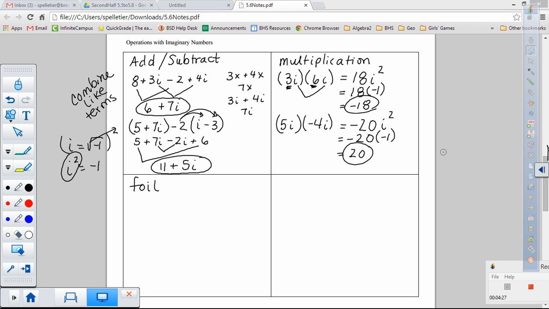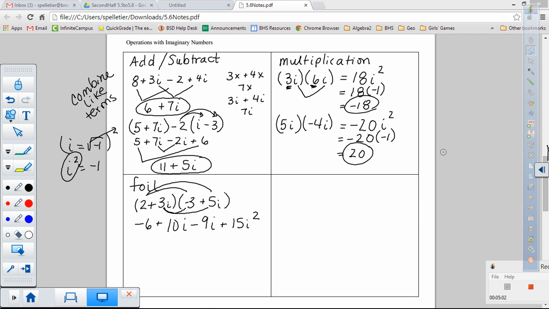This box is all about FOILing. So now I have a binomial that has complex numbers in them, or imaginary numbers in them. And so I'm going to have to FOIL. So first, 2 times negative 3 is negative 6. Outside, 2 times 5i, that's double 5i, so 10i. 3i times negative 3 is going to be negative 9i. And 3i times 5i, 3 times 5 is 15, and i times i is i squared.